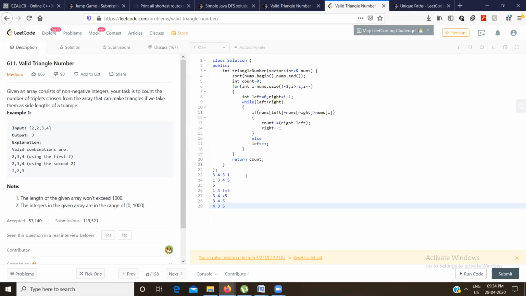It will not be greater than. No, right. 4 plus 1 is 5, which is greater than 3. Yes. 1, 4, 3 should work, right? No, because 3 plus 1 is 4 and 4, 2 are 4, so it won't work. Oh, all the possible combinations you have to check. Like 4 plus 1 is 5 greater than 3.